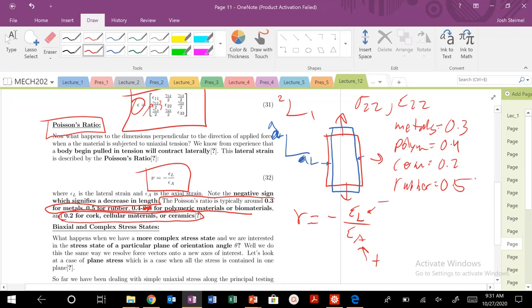I will typically not give those values unless I really need to emphasize a certain kind of problem. But we are going to utilize these moving forward in how we develop complex stress states. More on that a little bit later. And again, some materials have a negative Poisson's ratio. They would contract here and extend as you pull here, but they're very interesting materials.